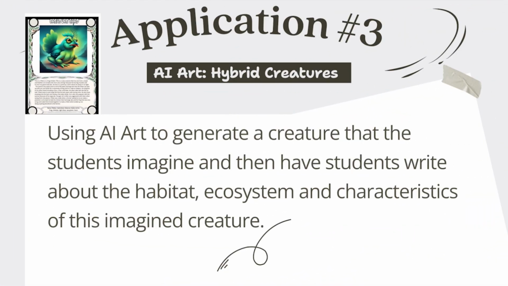Now, we're going to look at our third application. In our third application, we're going to use AI art to generate what I call hybrid creatures. So we're going to use AI art to generate a creature that the students imagine, and then we're going to have students write about the habitat, the ecosystem, and characteristics of this imagined creature.